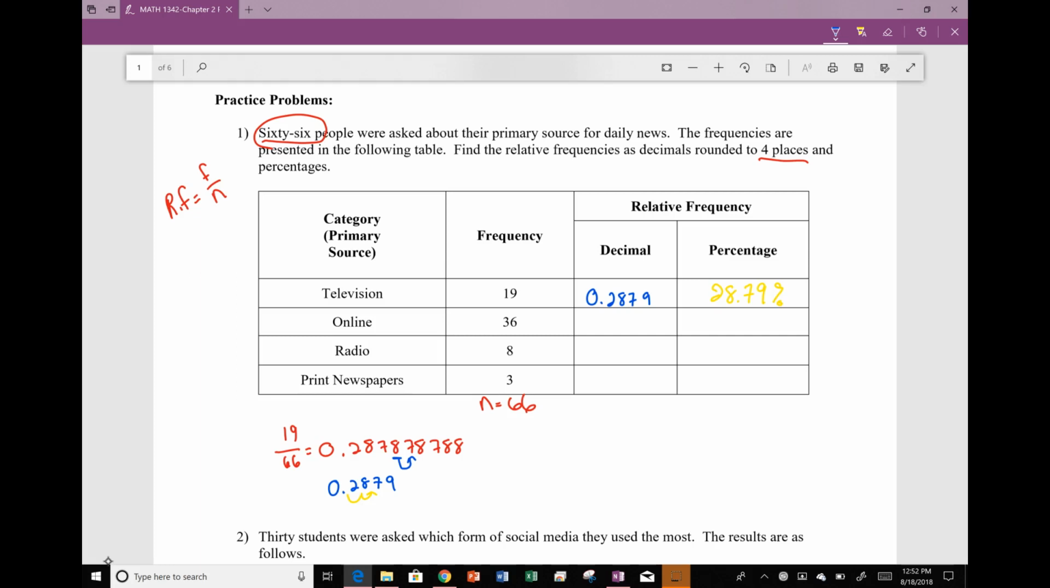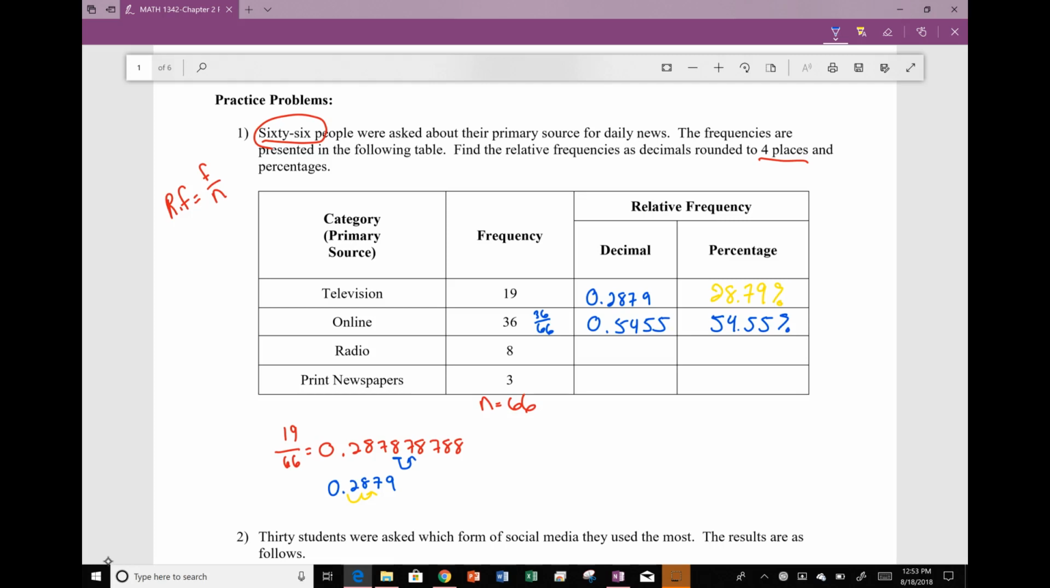Online, I'm going to take 36 and divide by 66. Rounding properly, I will get 0.5455. And then changing that into a percentage, I move my decimal place 2 times to the right, which gives me 54.55%.